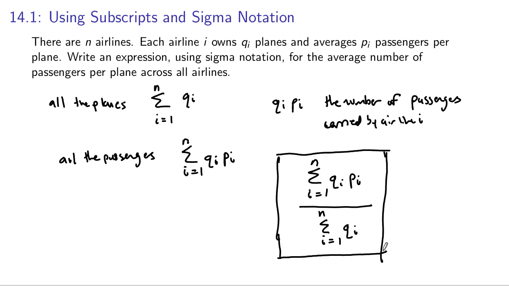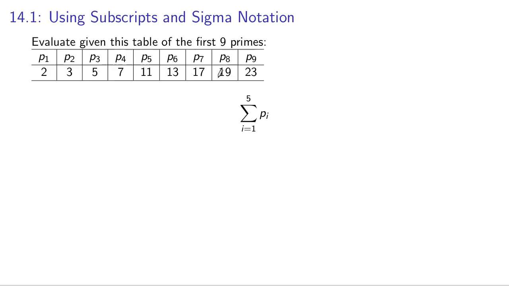Now we need to write a bunch of stuff out. And this means go across all the airlines, so if there were 7 airlines, we'd have to find each of these numbers multiplied together for each airline, and then divide by the sum of all the planes of all the airlines.